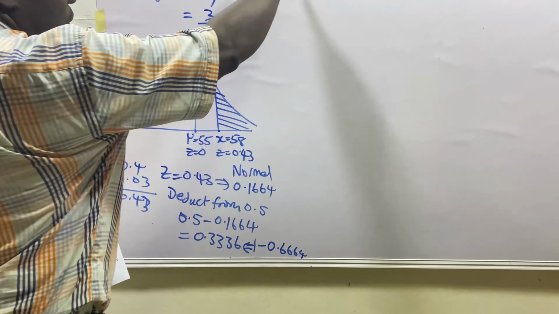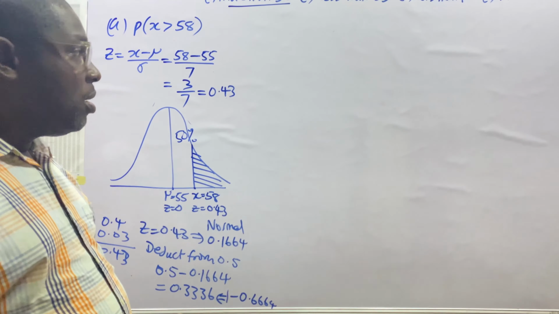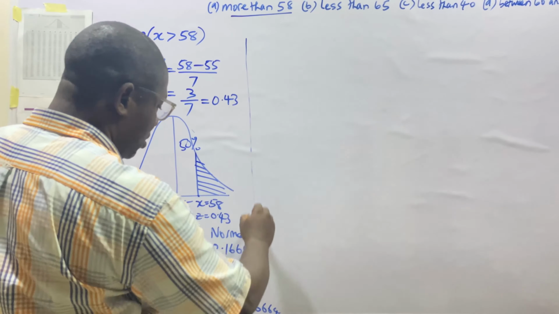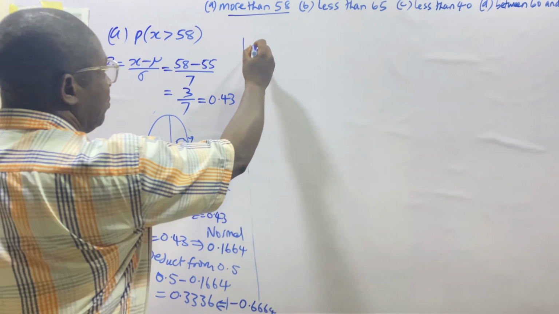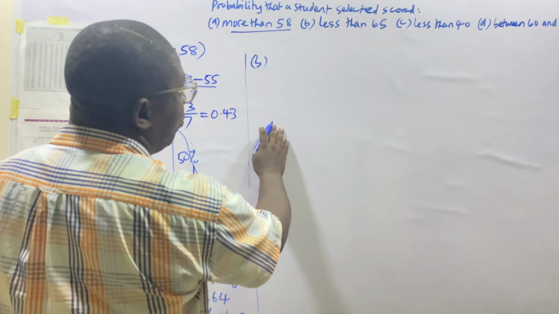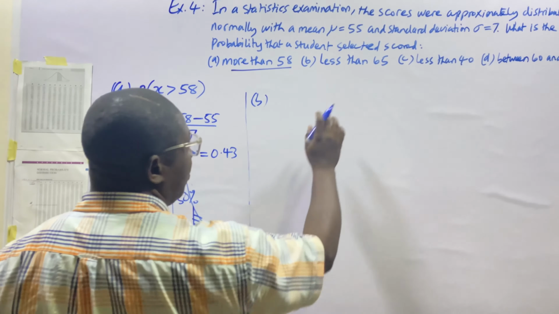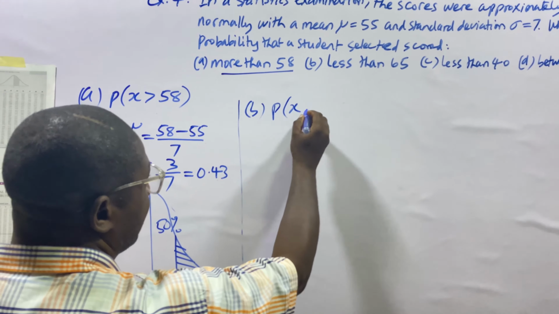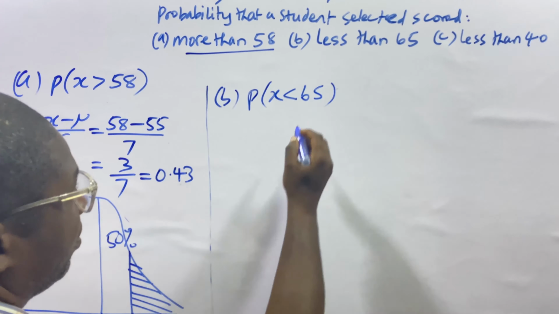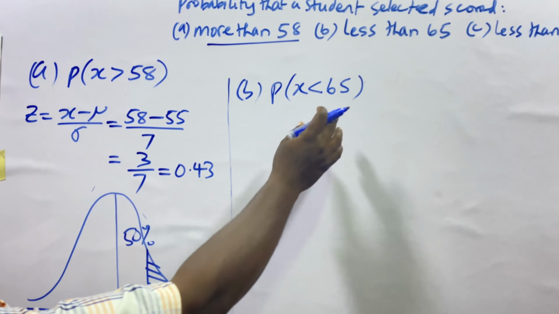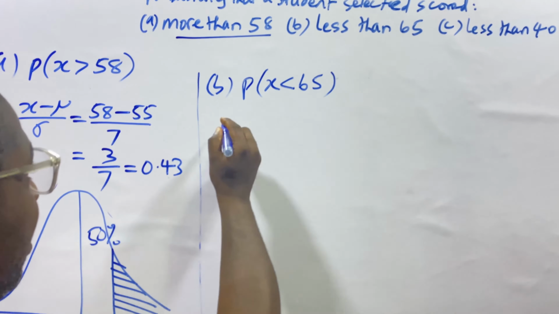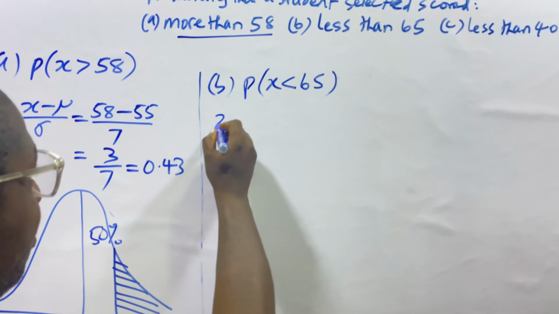Let's quickly go to number 2. Alright, let's go to the second part of our question, and then we have B here. We need to find less than 65. So write P, bracket X less than 65. The first thing we do is to standardize this value and find the z-score. And here we already have the formula, which is x minus the mean over standard deviation.